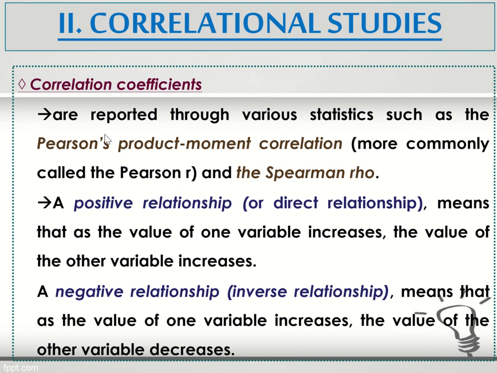So, correlation coefficient pa rin. A correlation coefficient is reported through various statistics such as Pearson's product moment correlation, more commonly called Pearson's R or Pearson R, and the Spearman rho.